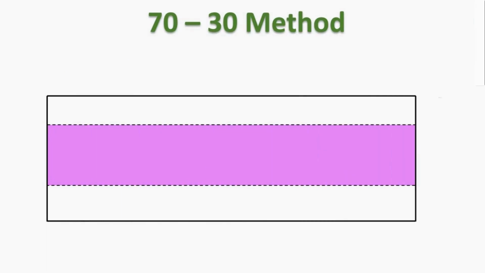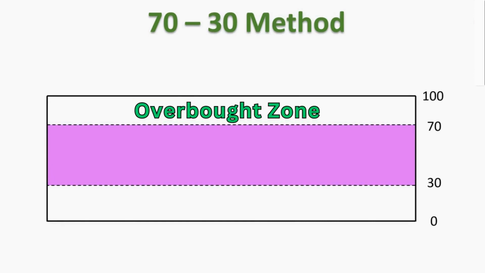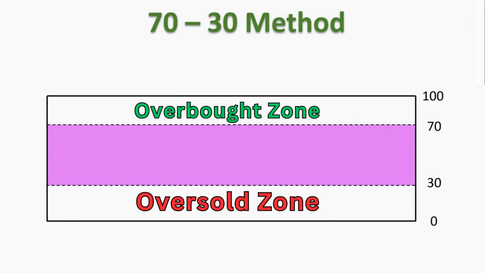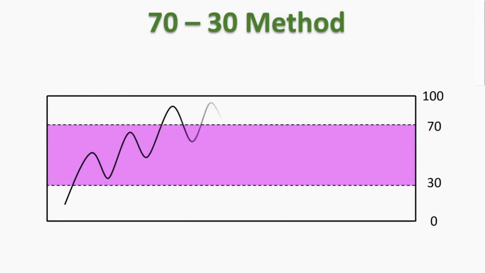In this method, we use a band inside the oscillator that originates from 30 and goes up to 70. The area above this band is called the overbought zone. That means at this point, the market has already become very bullish and we can expect a reversal from here. The area below 30 is called the oversold zone. That means the market in this zone has already become too bearish and we can expect a bullish reversal here. So when the market reverses from the overbought zone, you sell the stock, and when the market becomes oversold, you buy it.